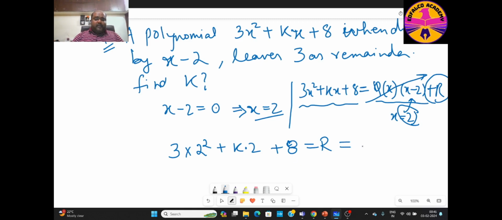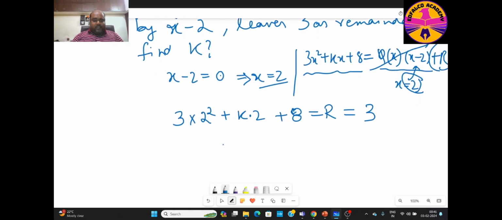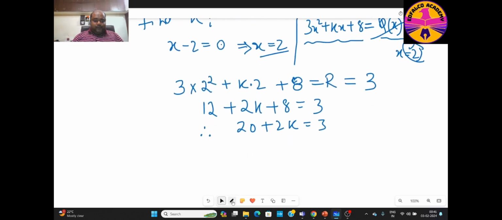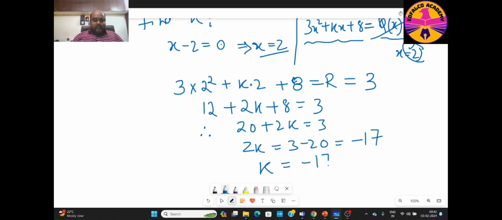And it is told here that the remainder is coming out to be 3. So this is nothing but 3. So therefore, the expression that comes out is, 2 square is 4, into 3 will be 12, plus 2k plus 8 is coming out to be 3. So 12 plus 8 is 20, plus 2k is equal to 3. And so if you send 20 on the other side, 2k will be 3 minus 20, which is minus 17, right? And therefore k will be minus 17 by 2, and that will be your answer. So this is how you can find the value of k.